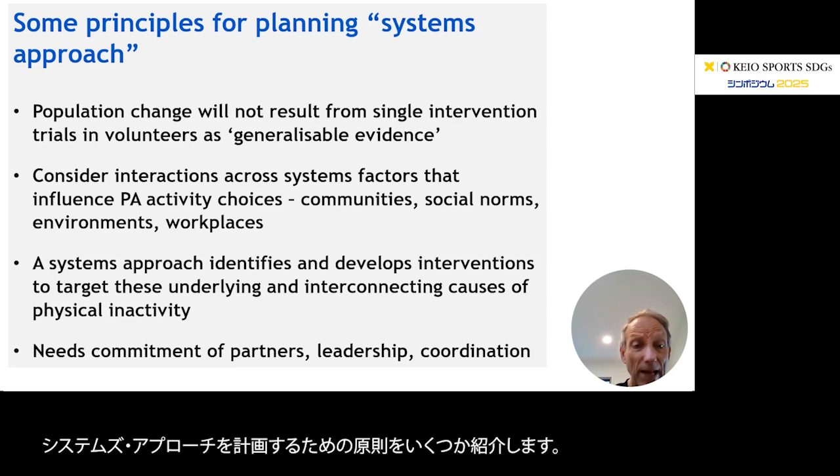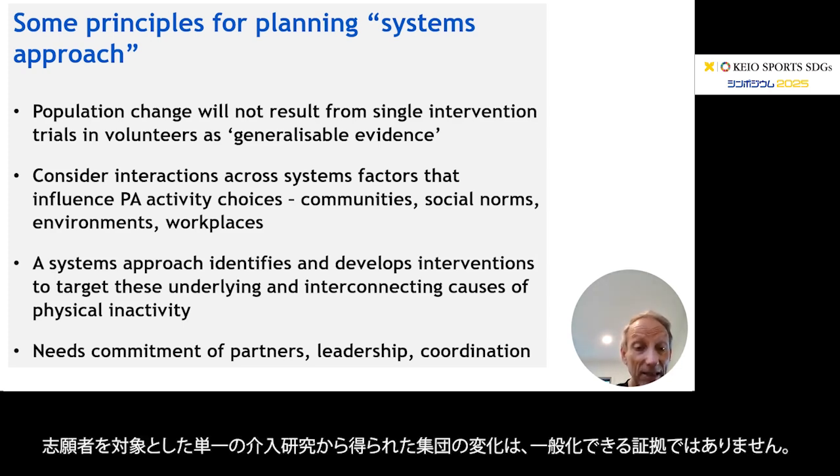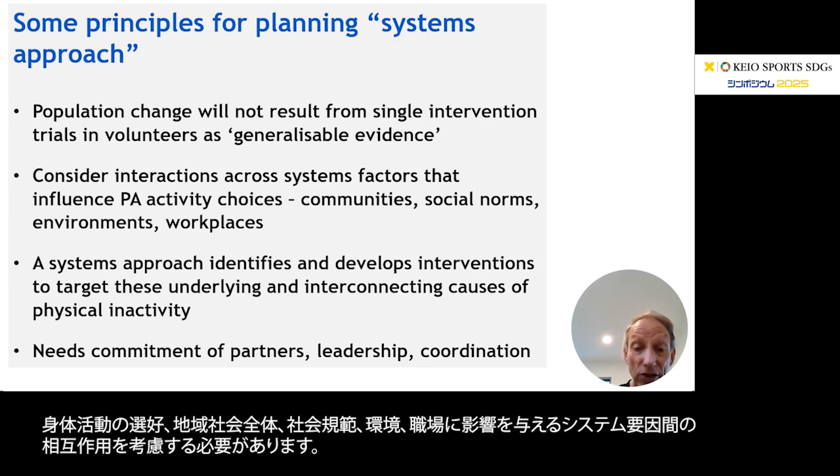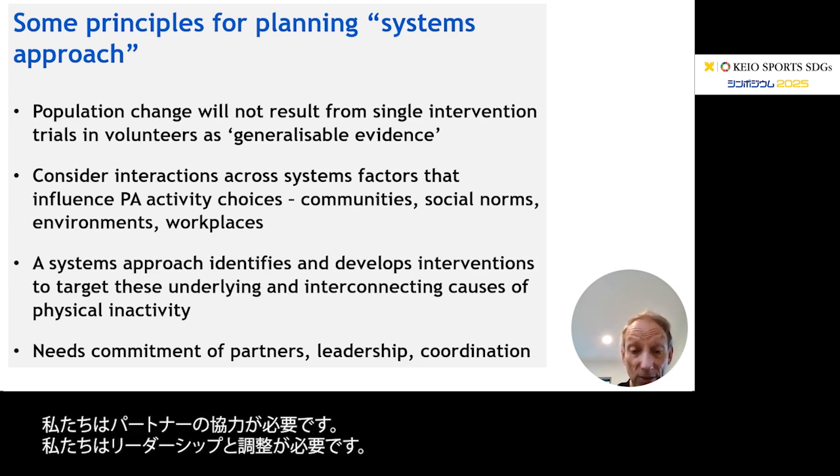Some principles for planning systems approaches. Population change won't happen from a single intervention trial in volunteers. That's not generalizable evidence. We need to consider the interactions across system factors that influence physical activity choices: whole communities, social norms, environments, and workplaces. A systems approach identifies and develops interventions to target these underlying and interconnecting causes of physical inactivity. We need the commitment of partners, we need leadership and coordination.